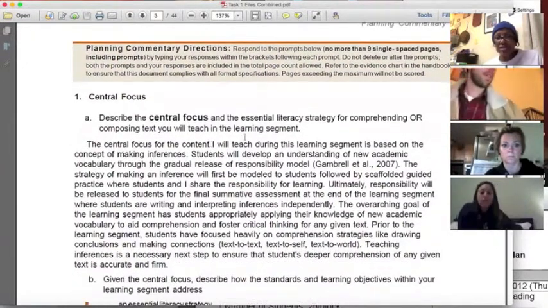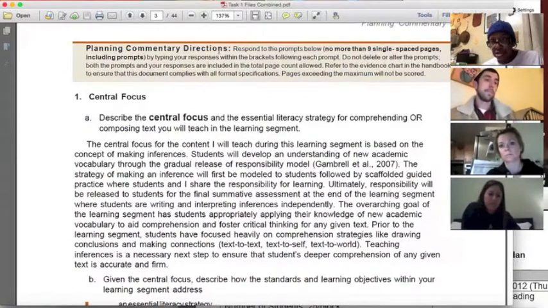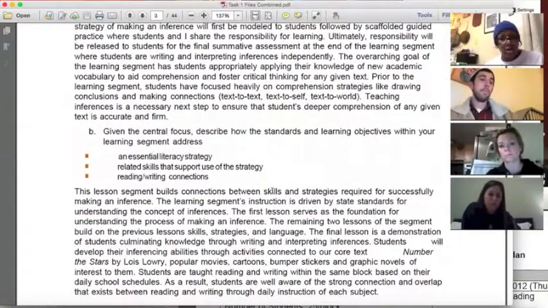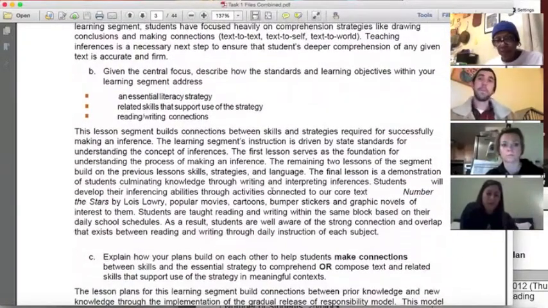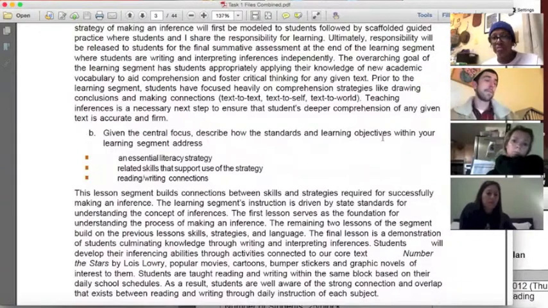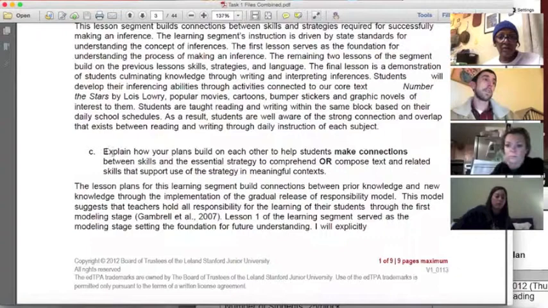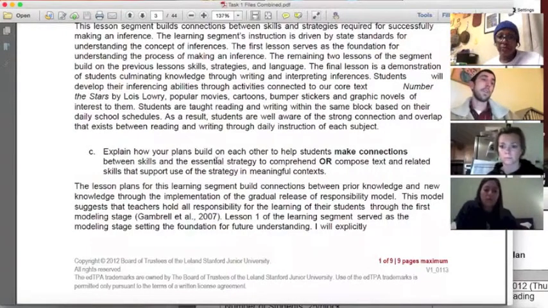Describe the central focus and essential literacy strategies for comprehending or composing text you will teach in the learning segment. And up here it tells you what this is. This is the planning commentary directions. This is the biggie. So here, this is where you talk about everything. This is where you explain everything. So given the central focus, describe how the standards and the learning objective within your learning segments address that. Given, explain how you plan to build on each lesson.